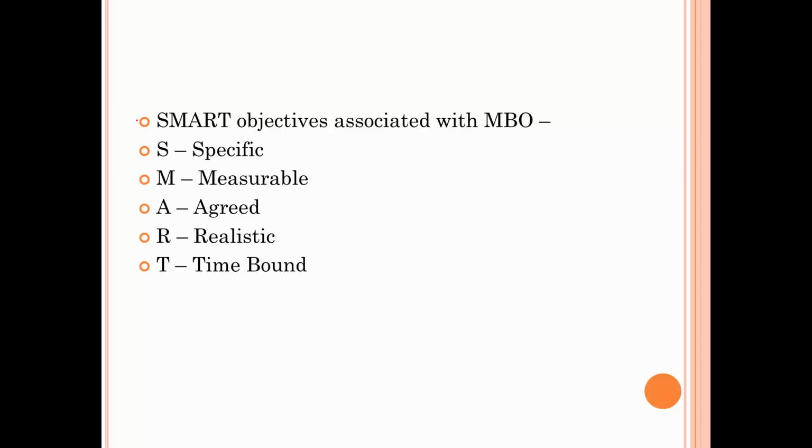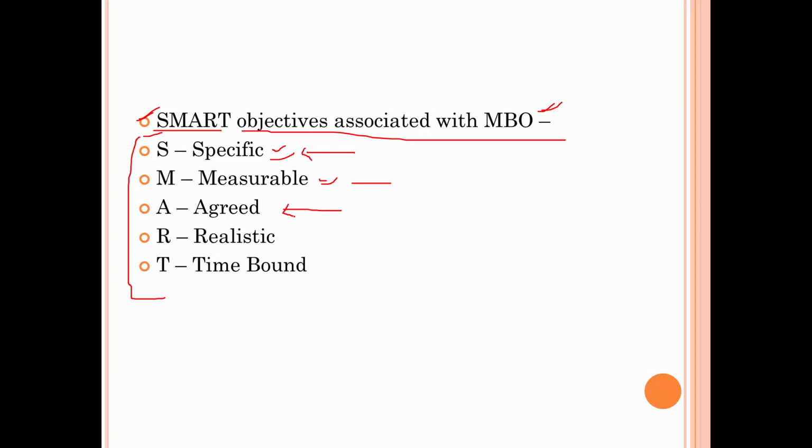You can remember this acronym SMART. SMART objectives are associated with MBO. SMART clearly defines what MBO is. MBO is specific, measurable, meaning standards are set. Specific means goals are defined. Agreed means participative, that is goals are set after discussion between management and workers.